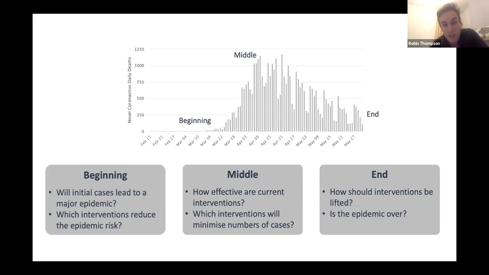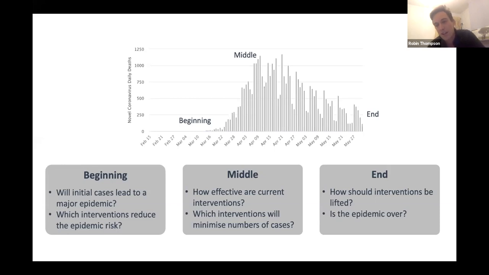I'm also interested in questions like which interventions can be introduced in order to reduce the risk of getting a major epidemic. And then in the middle phase of an outbreak, when we know we've got a major epidemic and case numbers are much higher, I'm interested in questions like how effective are current control measures, and central to that is estimating the time-dependent reproduction number. And again, I'll come back to that later in the talk. I'm also interested in which control strategies can be brought in order to minimize case numbers or minimize numbers of deaths.